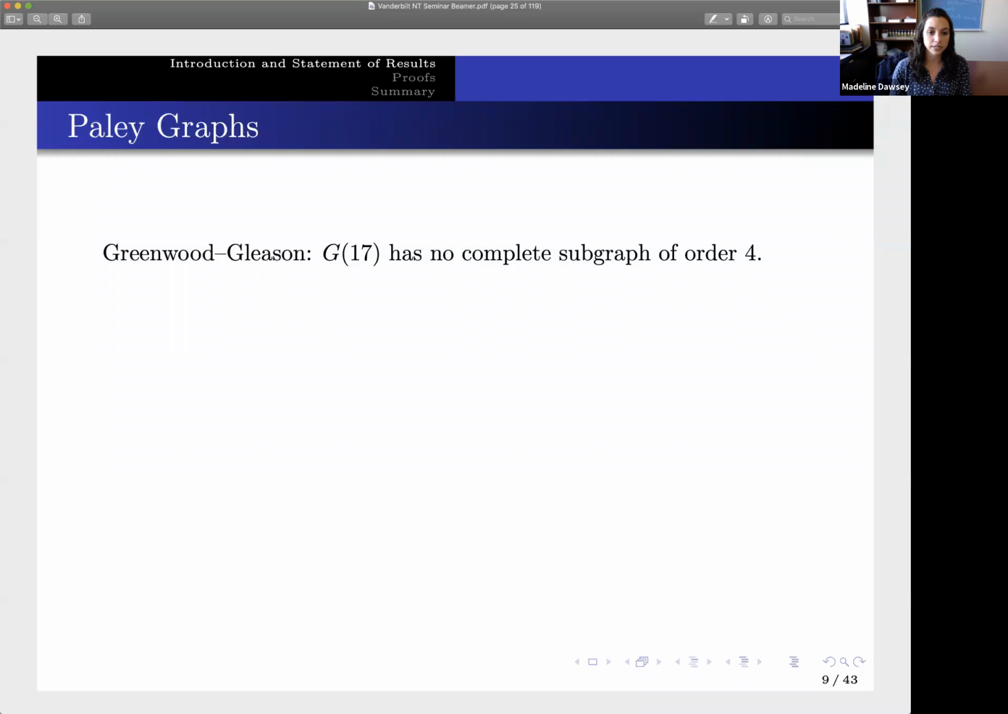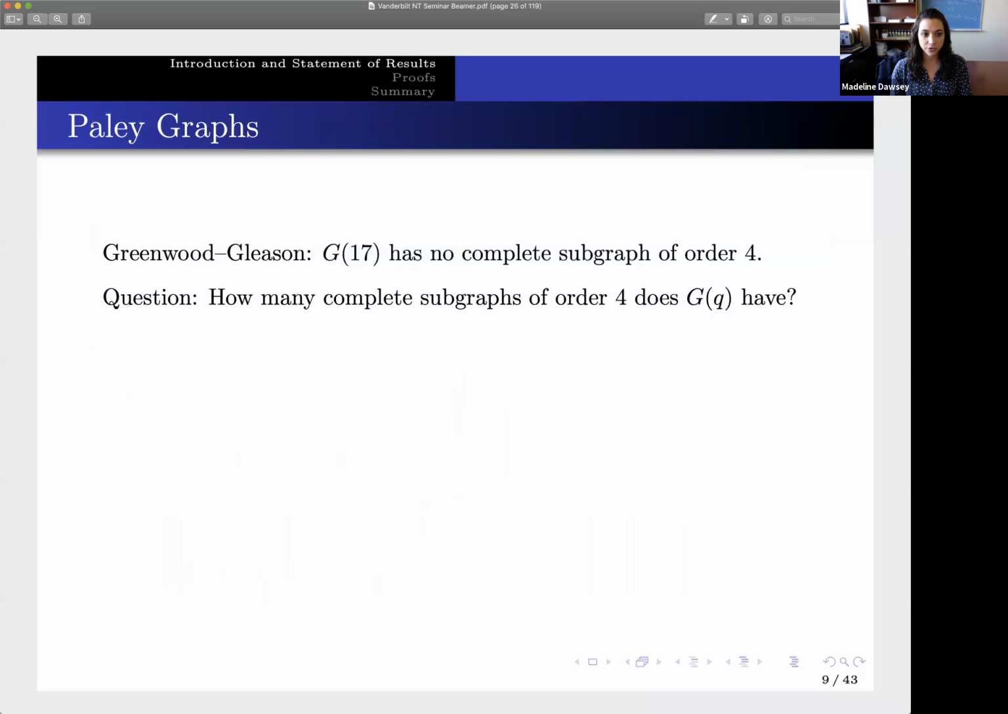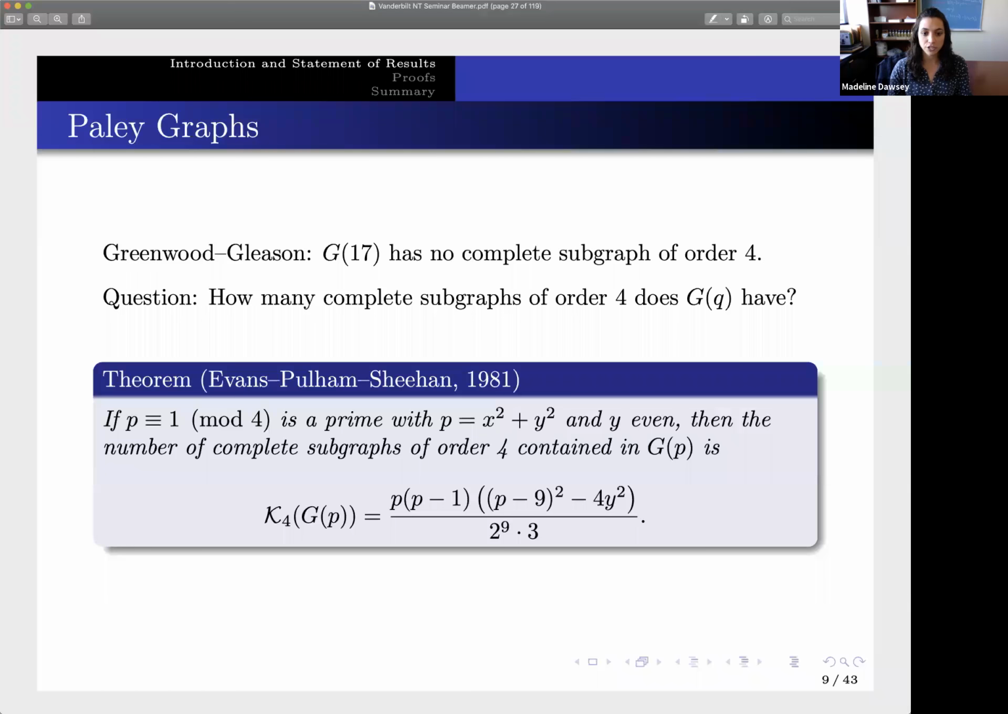Great, so what Greenwood and Gleason were able to show is that G of 17 has no complete subgraph of order 4. That's all they looked at. And so this raised the question, well, how many complete subgraphs of order 4 does a general Paley graph have? Not just G of 17, but the other ones as well. This is what Evans, Pulham, and Sheehan studied in the early 80s. And they were able to prove that if p is 1 mod 4, so they didn't do this for prime powers, but it's pretty easily extended to prime powers.